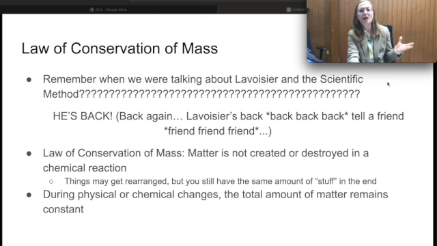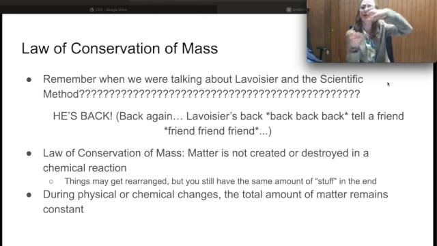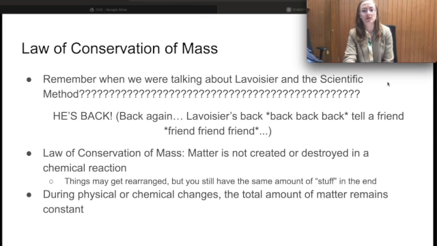So it's the law of conservation of mass. We talked about it before. Remember, Lavoisier was seeing if his reaction weighed the same before and after, even though he had a controlled experiment in a jar. And he determined that everything always had the same mass. So that's where the law of conservation of mass comes from.